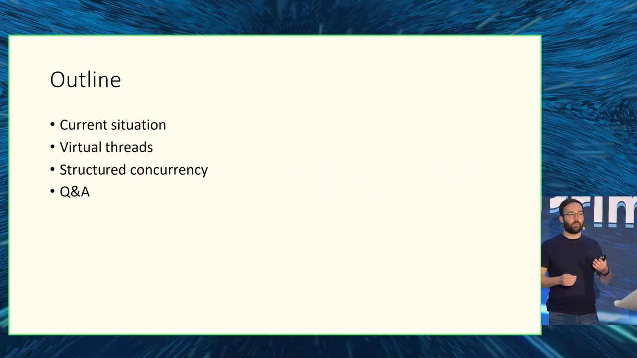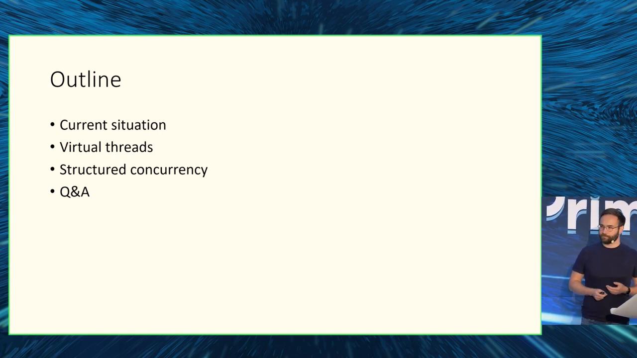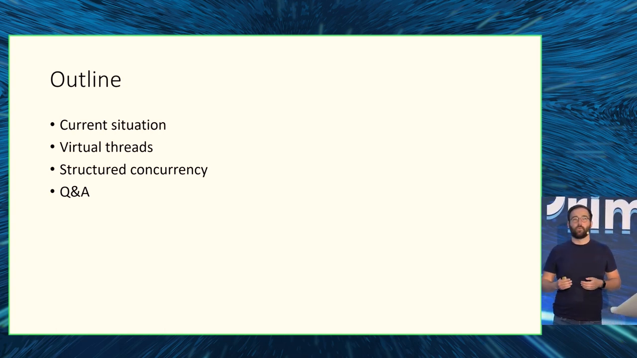So let's start. I want to start today's talk with the outline and the current situation of what the current way of concurrency is inside Java. So we'll see what the current threading model is that we use now, and then slowly see what the problems with it are and how we can improve on that.